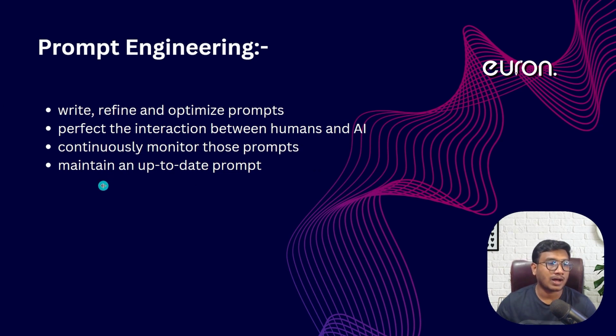Then maintain and keep the prompt up to date. That means if the model got updated, let's say they fine-tuned that particular model again, and the previous prompt is not working well, in that case you can maintain and update that prompt for that large language model. So these are the key responsibilities you should have as a generative AI engineer.